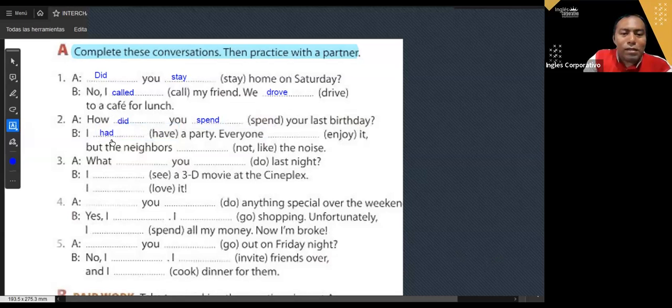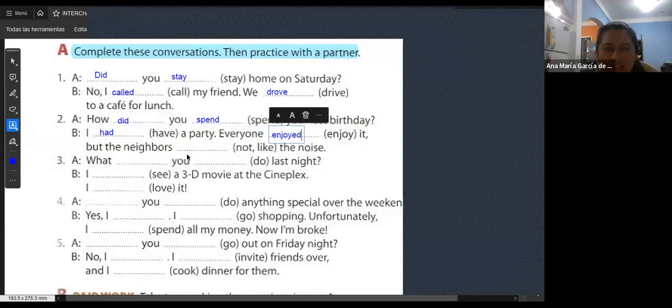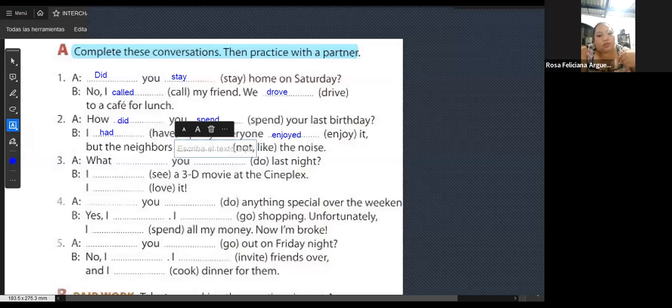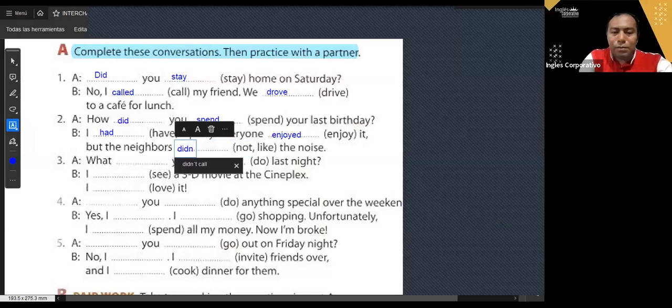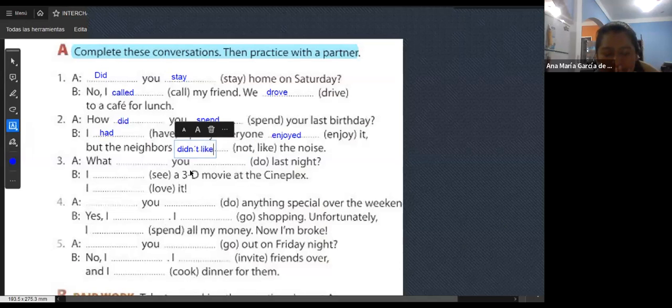I had a party. Como tenemos la D entre la vocal A y la vocal A, podemos pronunciarla como R, entre las dos vocales. I had a party, everyone enjoyed it. Ya les expliqué por qué la ED se pronuncia como una D. Enjoyed it. But the neighbors, aquí está, miren, not like. No, didn't like. Excellent, very good. Didn't like. Like va en presente por el didn't, ¿verdad?